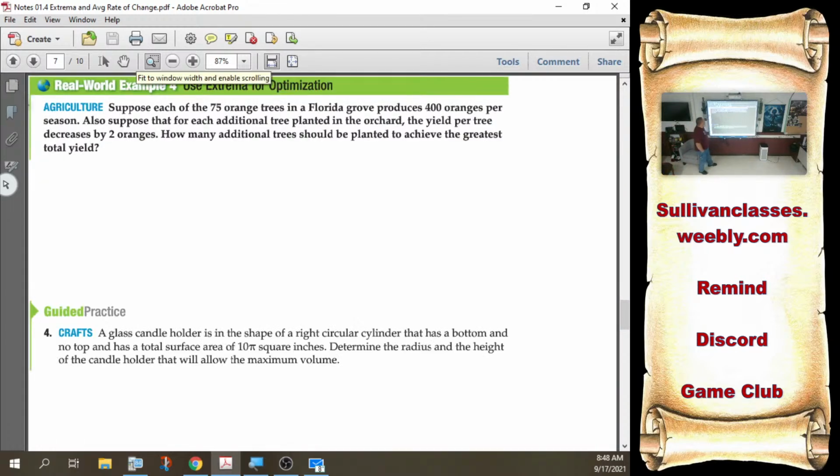Suppose we got 75 orange trees in a grove. Each one is going to produce 400 oranges a year. Suppose every additional tree planted, the yield per tree goes down, but it's a whole other tree. You've heard of the law of diminishing returns? The more I do this thing, at a certain point, it's not going to be worth it.